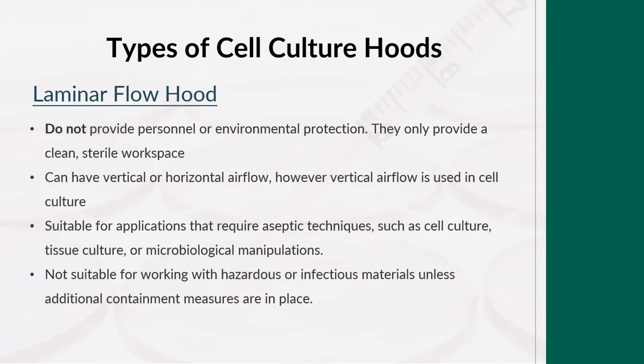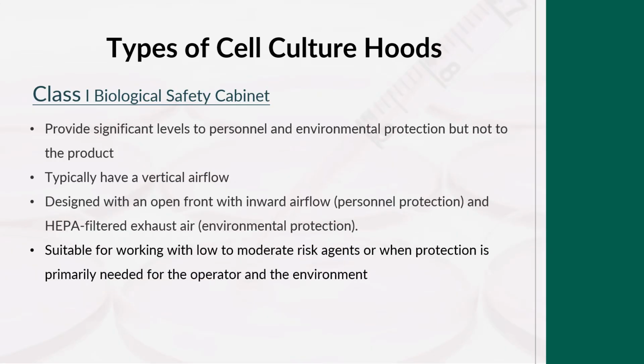Class 1 biological safety cabinet provides significant levels of personnel and environmental protection, but not exactly to the product. That means the items that you're working with. Typically, they have a vertical airflow and they are designed with an open front with inward airflow, which provides personnel protection, and HEPA filtered exhaust air, which is for the environmental protection. They are usually used for working with low to moderate risk agents or when protection is primarily needed for the operator and also the environment.